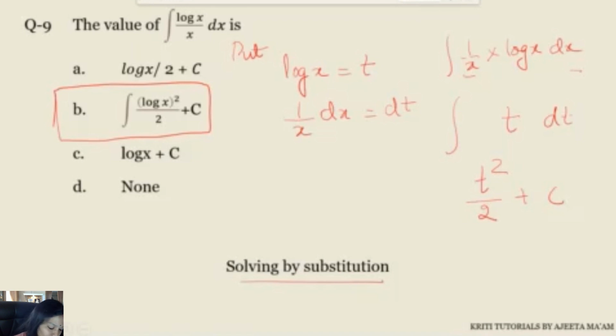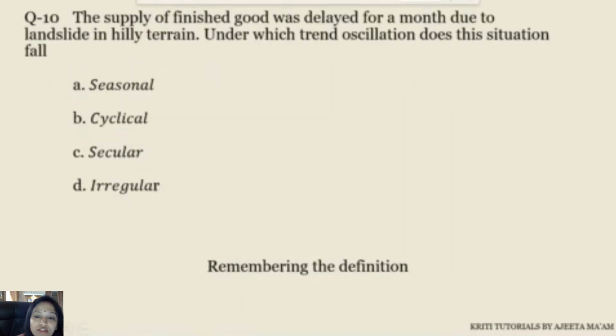Now, let's come to the next one. This is a simple question based on time series. As it is based on time series, we have to simply look for the definition. It's a simple concept based on remembering. You have to simply remember the definition, nothing else. So what we have to do here is simply read and go with the definition. Now, supply of finished goods was delayed for a month due to a landslide in hilly terrain. Under which trend oscillation does this situation fall?